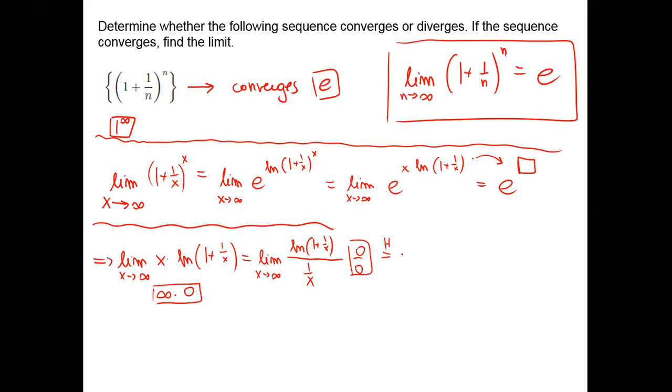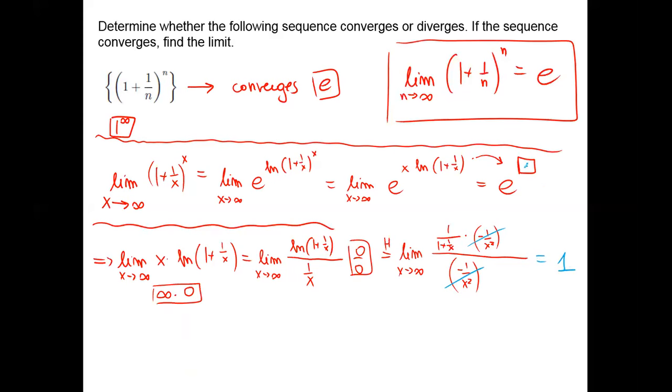I am good to apply L'Hopital's rule. Limit as x goes to infinity. The derivative of ln of the quantity 1 plus 1 over x will be 1 over that quantity times the derivative of this quantity. The derivative of 1 is 0, and the derivative of 1 over x is negative 1 over x squared. The derivative of the denominator is the same, negative 1 over x squared. We can cancel out. 1 over a big number is 0, and 1 stays, so the limit is 1.